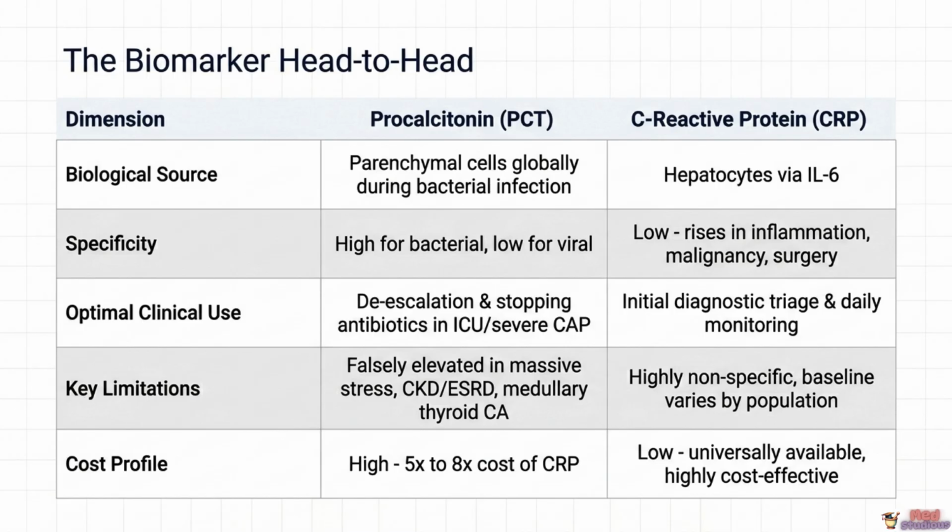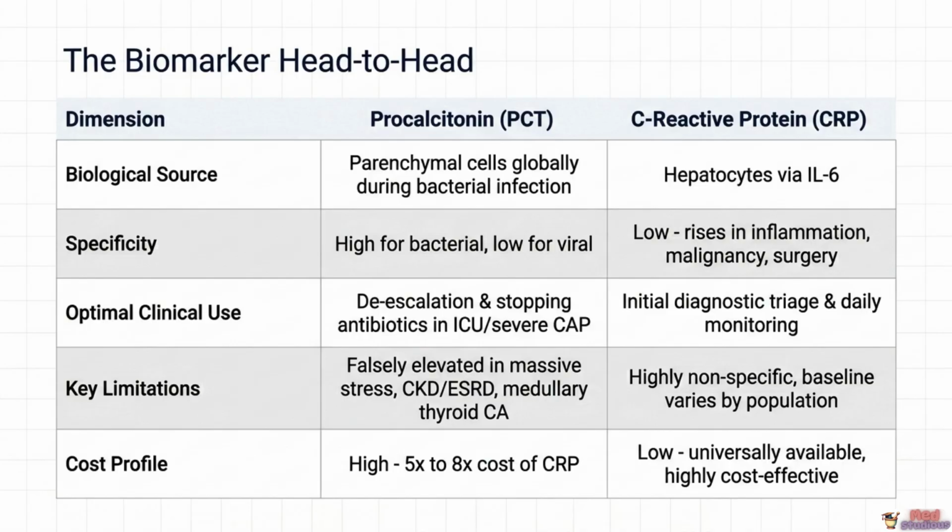First, biological source. PCT is produced by parenchymal cells globally, thyroid C cells, lung, liver, kidney, in response to bacterial endotoxins. CRP is synthesized exclusively by hepatocytes, triggered by interleukin-6 during the acute phase response. Second, specificity. PCT carries high specificity for bacterial infection. It does not significantly rise in viral illness, making it a valuable stewardship tool.